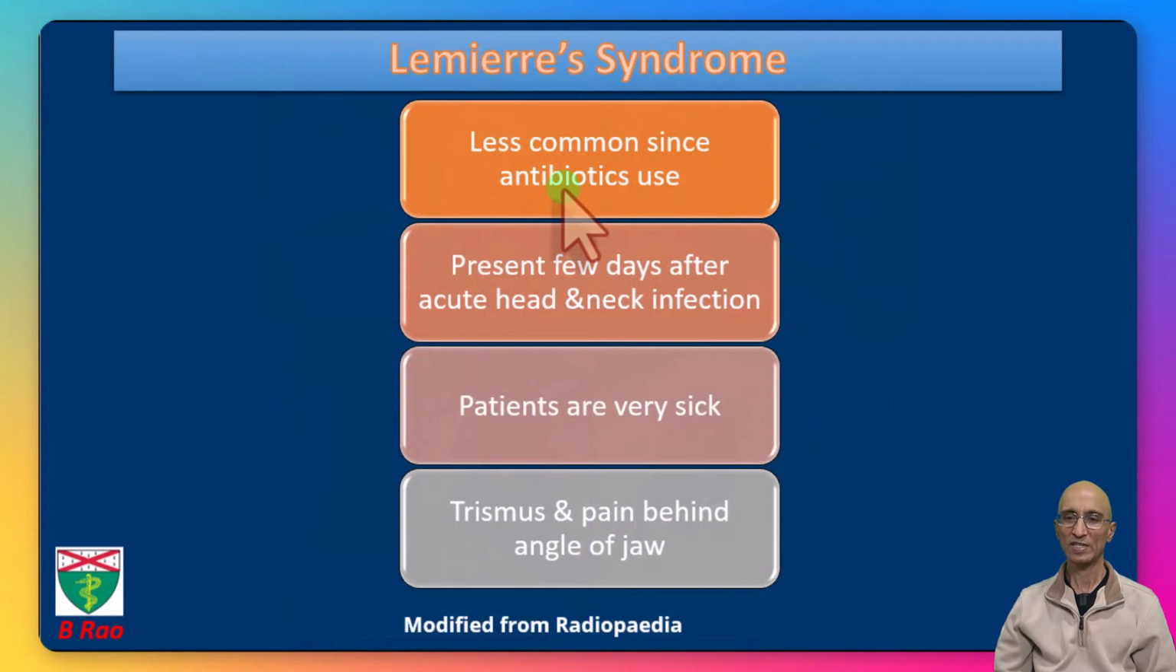Fortunately, Lemierre syndrome is less common now with antibiotic use. However, because it is not seen frequently nowadays, the diagnosis can be delayed. Also, the presentations can be atypical if the patient has taken antibiotics.